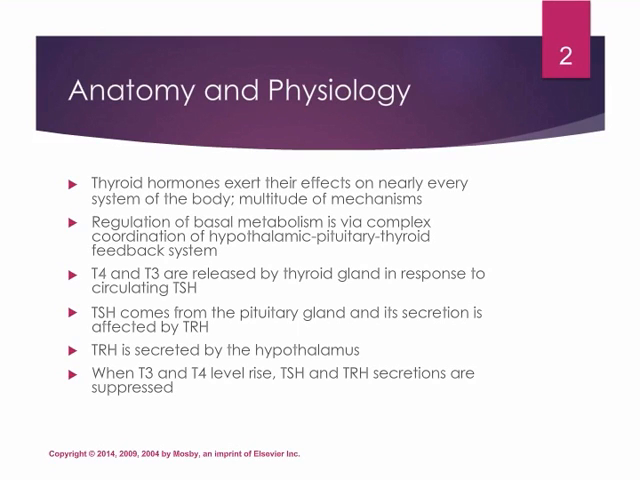Thyroid hormones exert their effects on nearly every system of the body. They have a multitude of mechanisms by which they create their effects. They regulate basal metabolism via a complex coordination of the hypothalamic-pituitary-thyroid feedback system. So T4 and T3, which are the active thyroid components in our body, are released by the thyroid gland in response to circulating thyroid stimulating hormone.